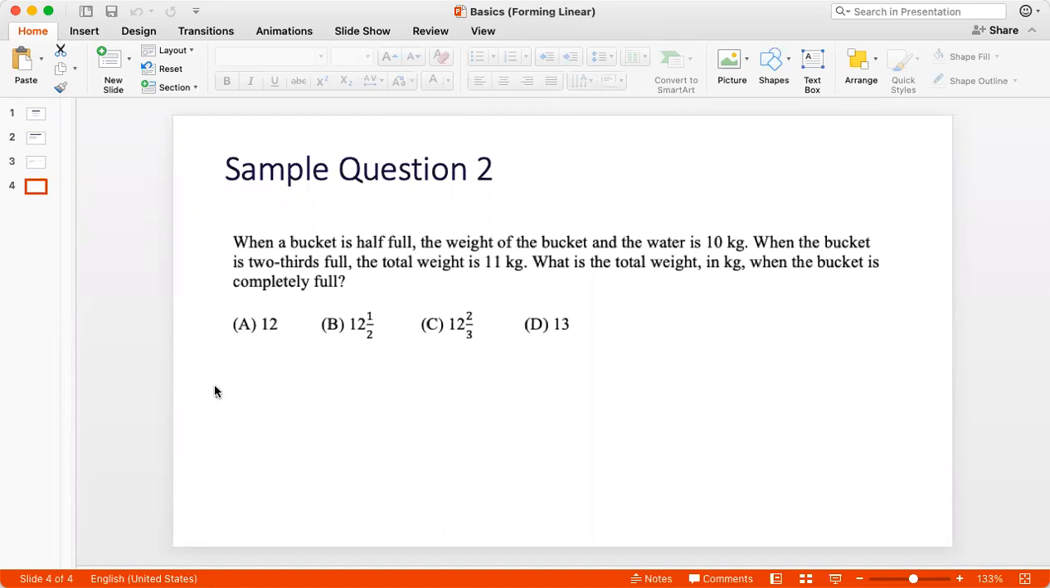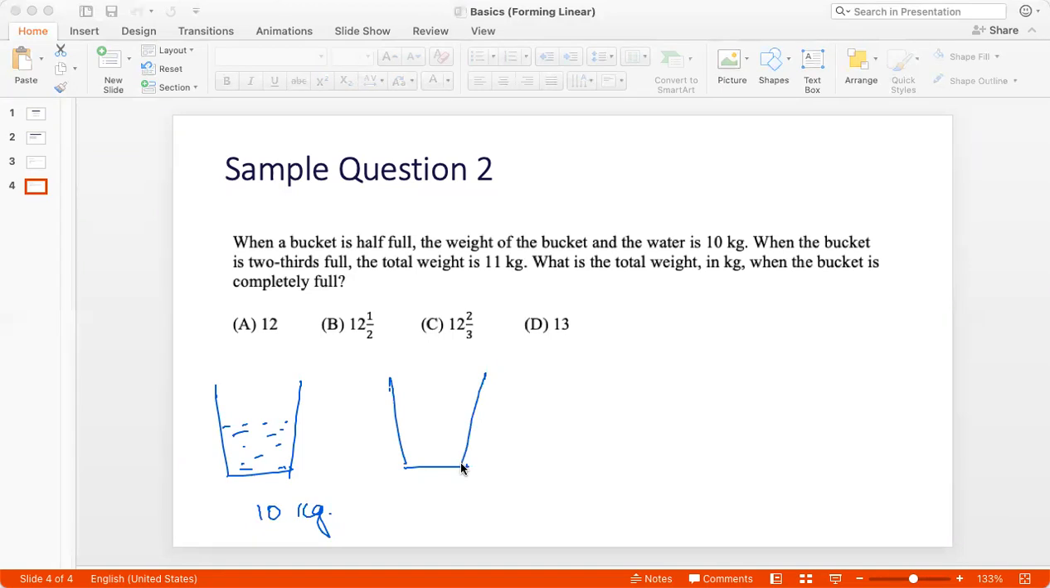So I have a bucket, right? And that bucket is half full. And the weight of the bucket and the water is 10 kgs. And then I have the same bucket, which is 2/3 full. The total weight is 11 kgs. So then if I had to fill my bucket completely, what will be the total weight? This is the question. So how can I choose my variables?